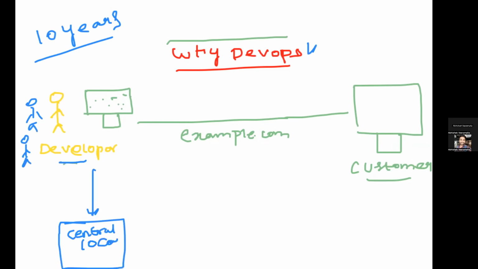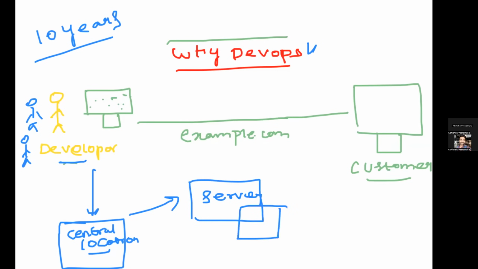After that, from this central location, this DevOps engineer, or sorry, there was no DevOps engineer. This guy who used to be called a system administrator or a build and release engineer used to create a server. And they used to deploy this application, which the developer wrote, on the server. Let's call this app. So the app is deployed on the server, and the next process would be somebody called a tester.